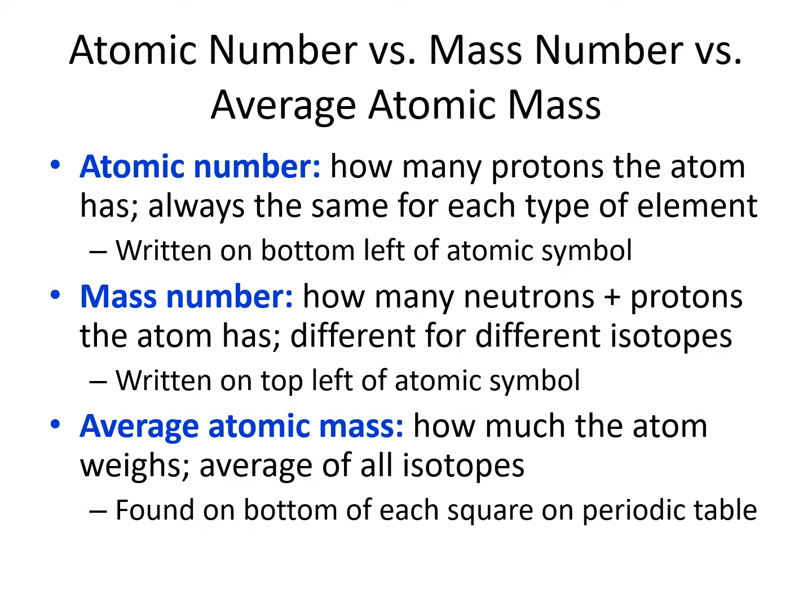It is not, however, the kind of average you are used to where you add all the numbers, then divide by the number of numbers. Instead, it is a weighted average, and is based on how abundant each of the isotopes is. The average atomic mass can be found at the bottom of each square on the periodic table, and will be a decimal value rather than a whole number.